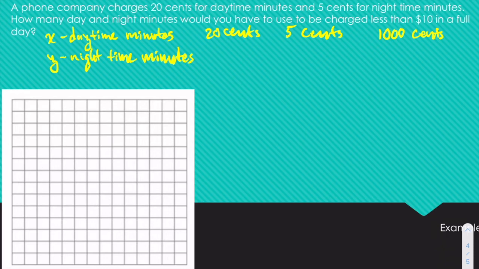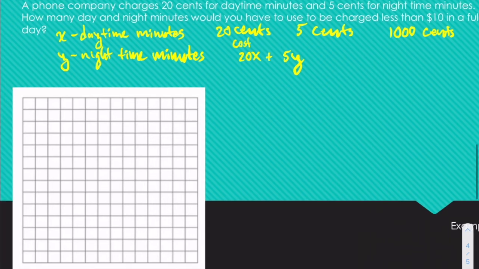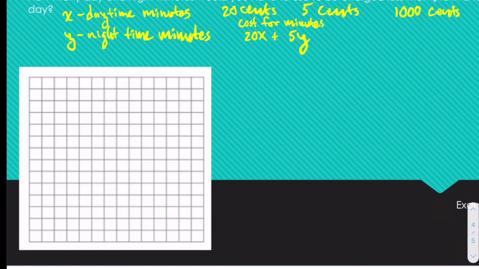So now what we need to do is come up with an expression. What are we talking about here? Well, they're talking about charging us money for minutes. Isn't it 20 cents per minute for daytime minutes? So it's going to be 20 times x, where x represents how many daytime minutes, and 5 times y, the nighttime minutes. If I add those together, this represents the cost for minutes for an entire day. And we want that entire day to cost less than 1,000 cents.